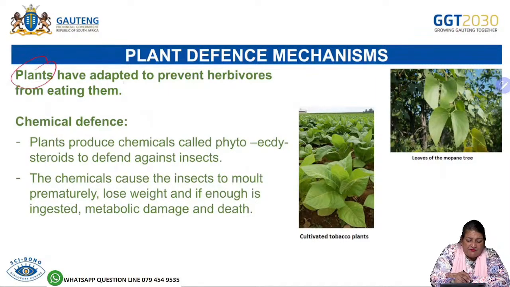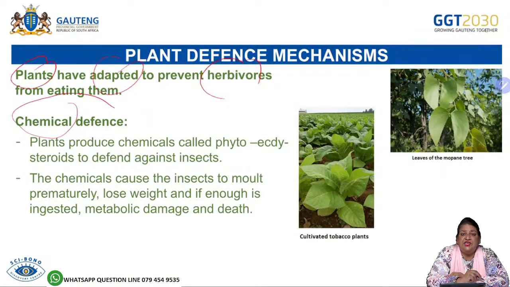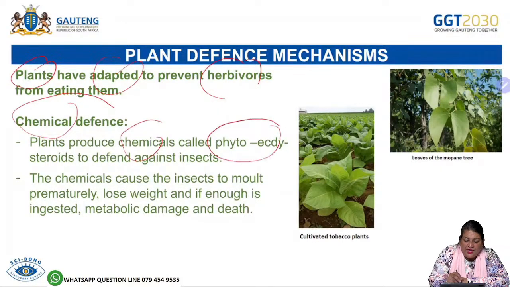So plants have adapted to prevent herbivores from eating them because they will release or secrete a chemical that can be very bitter, so the animals don't eat them. So these plants produce chemicals called phytoecdysteroids. You don't need to know that full name. Phyto always means plant. Ecdysteroids are the chemicals of the plant. So plants produce chemicals, right, to prevent the herbivores from eating them. So these chemicals are very, very bitter. They also can have a very strong smell to actually repel the insects and repel the other animals.